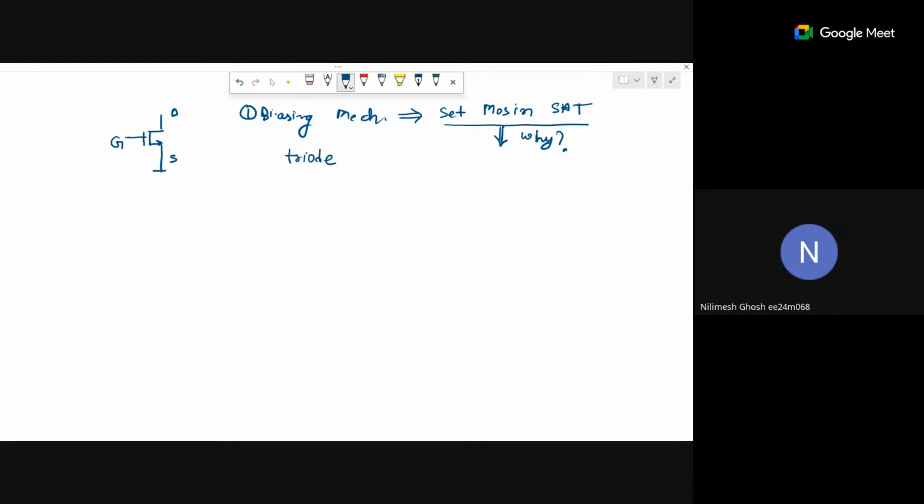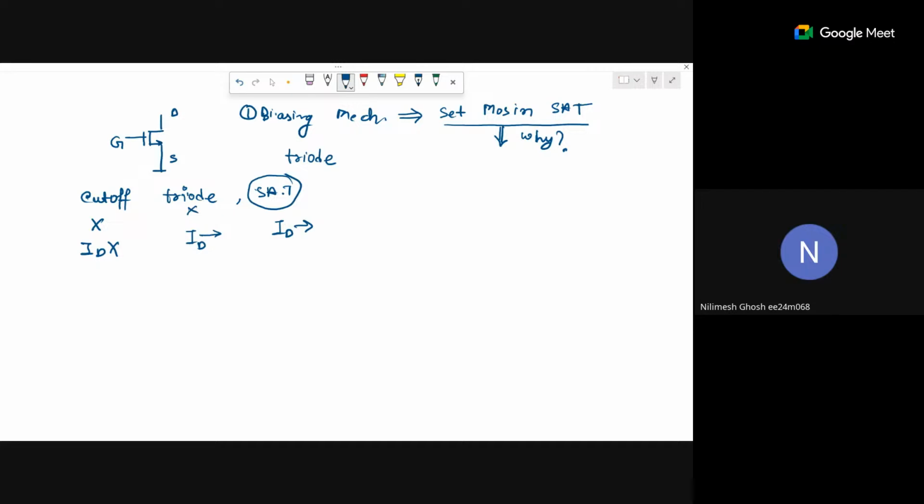There are three regions: cutoff, triode, and saturation. This is cutoff, no ID. ID flows here. ID also flows here. Then why only this, not this? Why not this? Now this is a question that is asked in many interviews also, and this particular question is not clear to many of you guys.